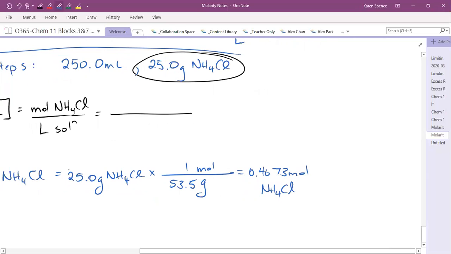Even though we have only 3 sig figs and 3 sig figs, I'm going to keep an extra digit because when I put that back in my equation, I don't want to have a rounding error. So I'm just going to keep in mind that we have 3 sig figs, even though I've written 4 digits. So that number we can plug in up top where we need moles, 0.4673 moles NH4Cl.